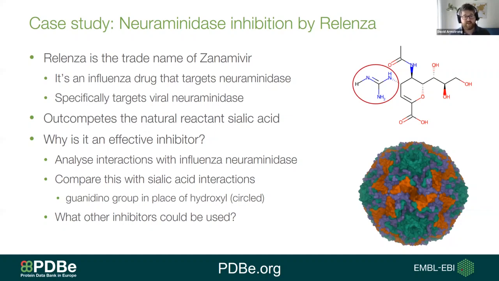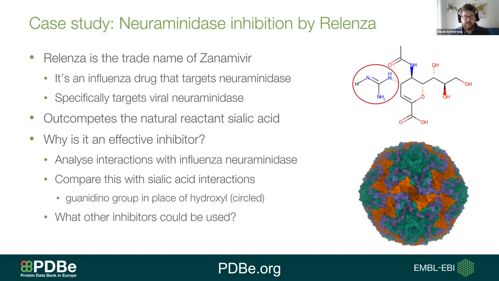However, it doesn't affect human targets, which is therefore beneficial as a drug. And the reason why it works is it outcompetes the natural reactant, which is sialic acid. And actually, if you look on the image at the top right here, the guanidino group circled in red is actually in place of a hydroxyl in this case. So the one shown on the right here is zanamivir. And if you were to replace what's in the red circle with hydroxyl, you'd get that natural reactant of sialic acid.